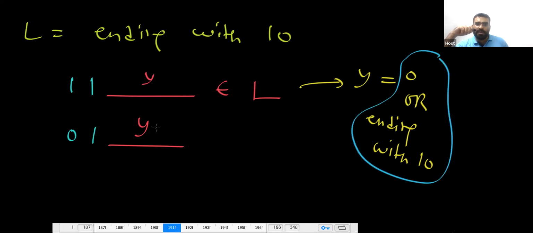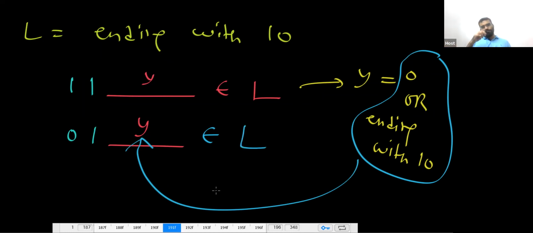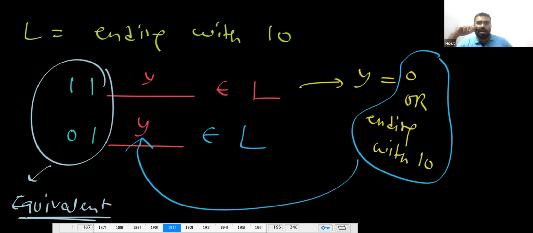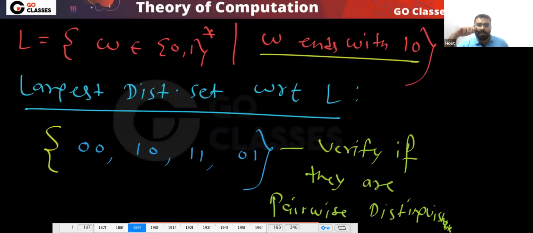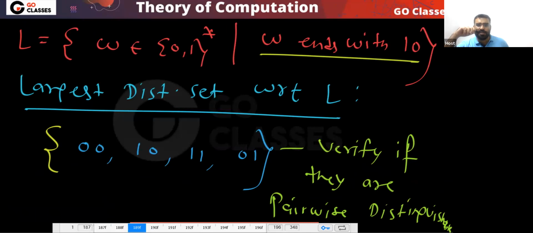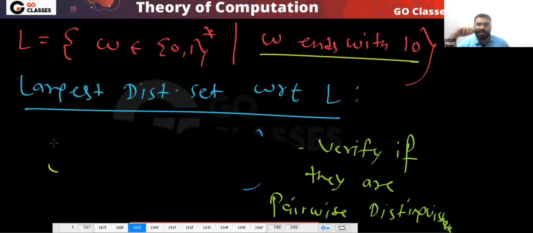Now for this type of Y, if you put it here, then this will also belong to L. Yes or no? Do you agree? If you put this type of Y here, I can say they are equivalent, correct or not? These two are equivalent. So what is the largest set you can create? My original question was, what is the largest set that you can create?